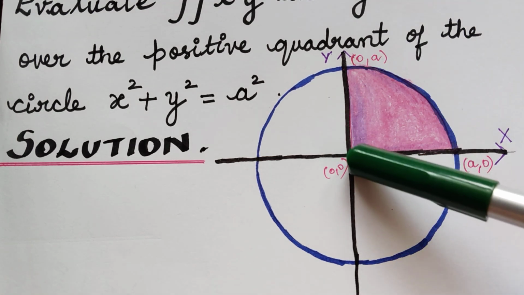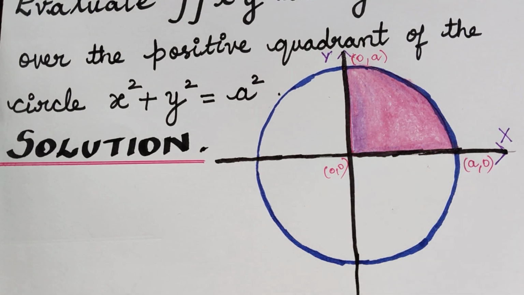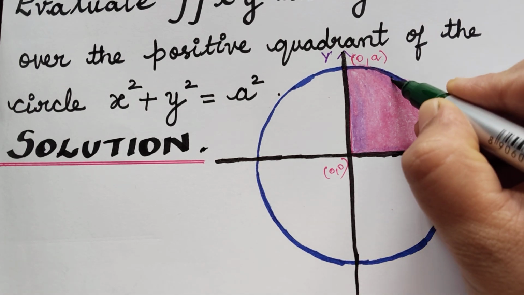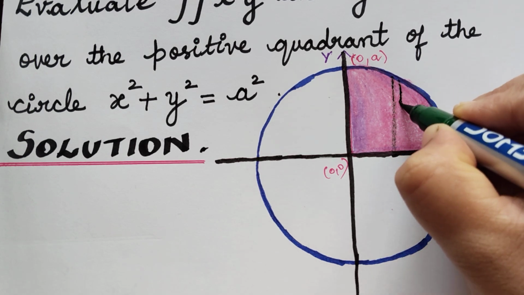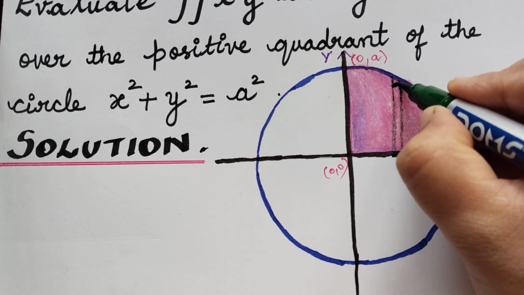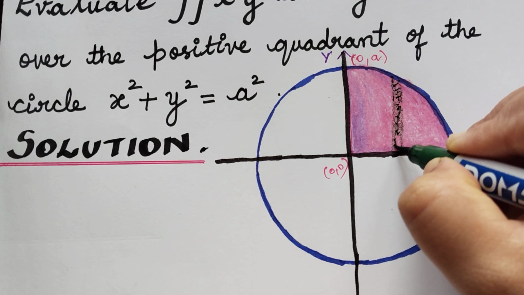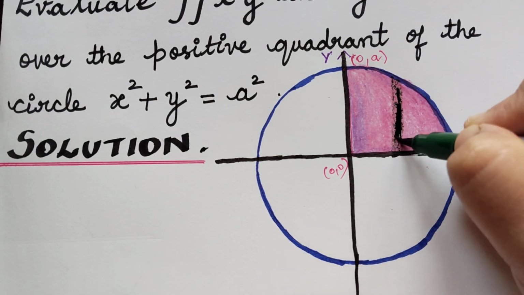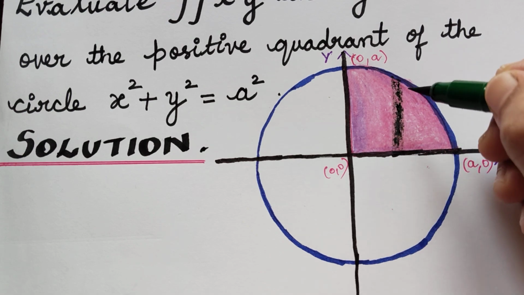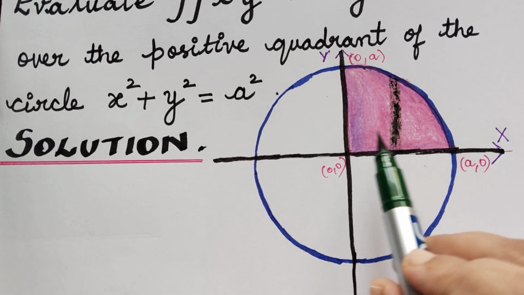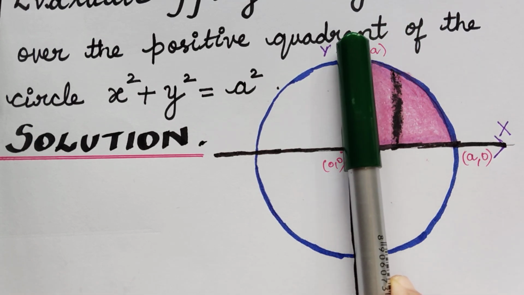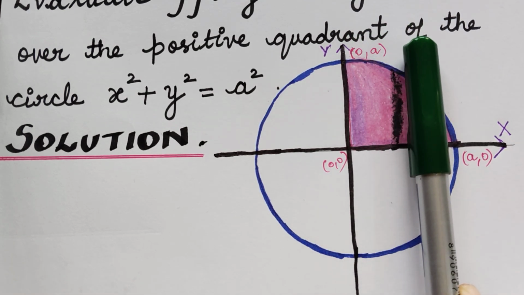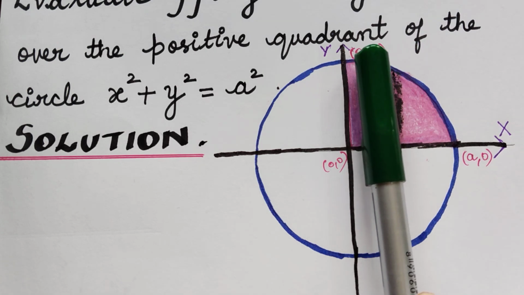Now in order to find the limits of this region, we will be drawing a vertical strip that will be moving along the x-axis. For example, you could see that we are going to draw a vertical strip. So this is a vertical strip which is parallel to y-axis. This vertical strip will be moving along the x-axis. So it will be moving like this. So you could see that the vertical strip moves like this so that we can find the limits for x.